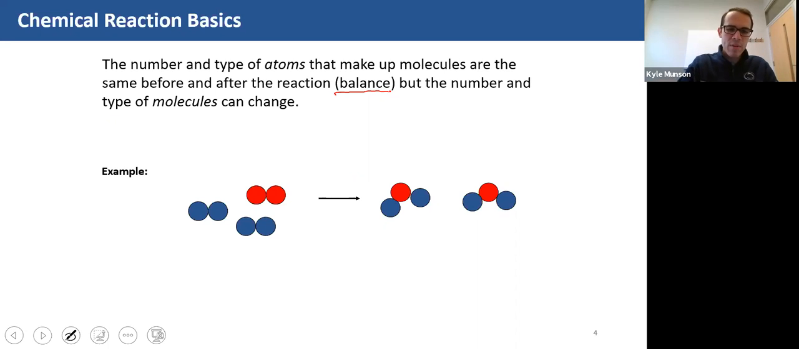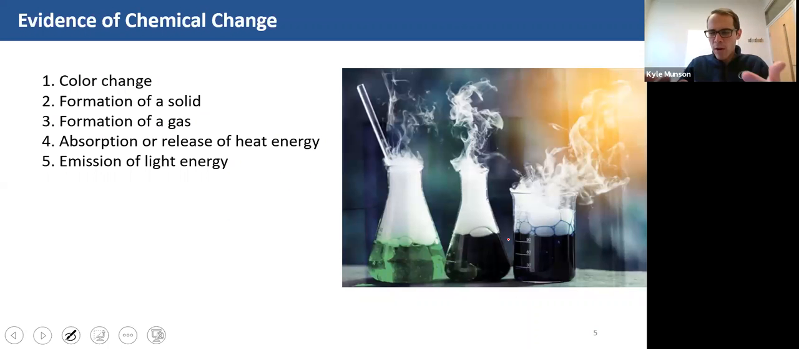And that's the example given here. So we have the same types of atoms on both sides, the same number of atoms on both sides, but the types of molecules changed. So if you have, at the molecular level, your compounds being broken down and forming new compounds, that indicates a chemical reaction. And so if we are in the laboratory and we want to look for evidence of a chemical change, there are 5 different things that we could look to.